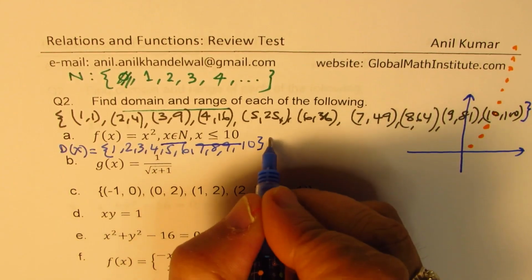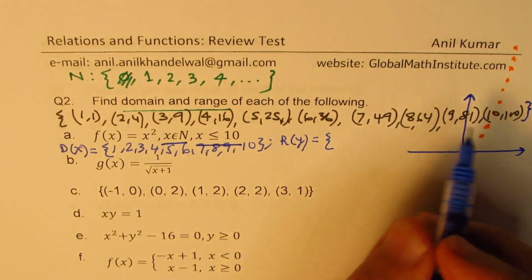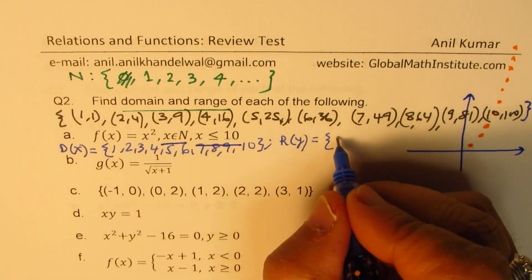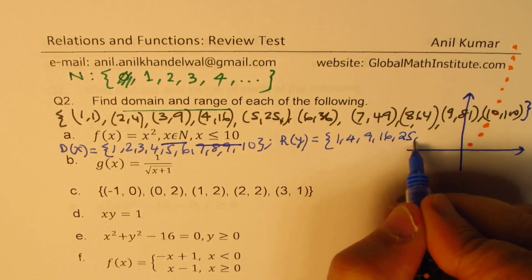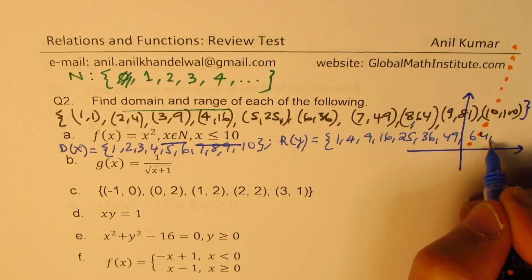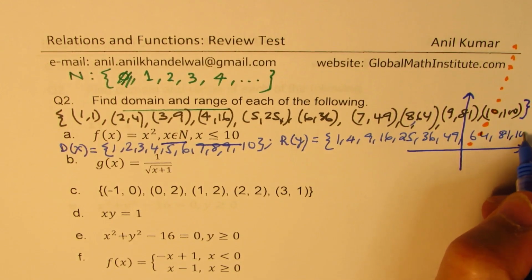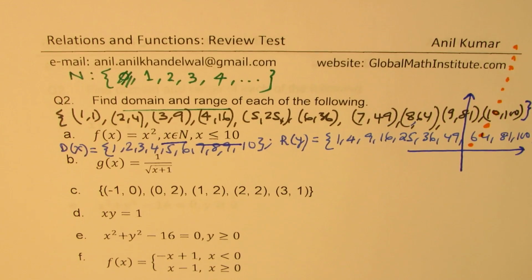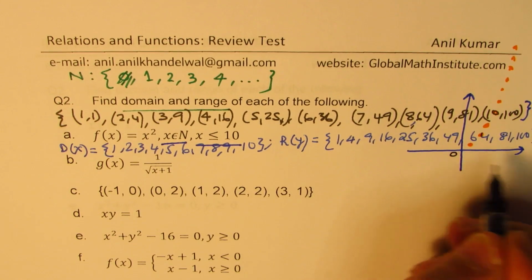10 also, right? As far as the range is concerned, the y values are the squares of these numbers, which is 1, 4, 9, 16, 25, 36, 49, 64, 81 and 100. Does that make sense to you? So these 10 points, the coordinate x values become the domain and the y values will be the range. And that is how we have to see it. So I hope this concept is clear.